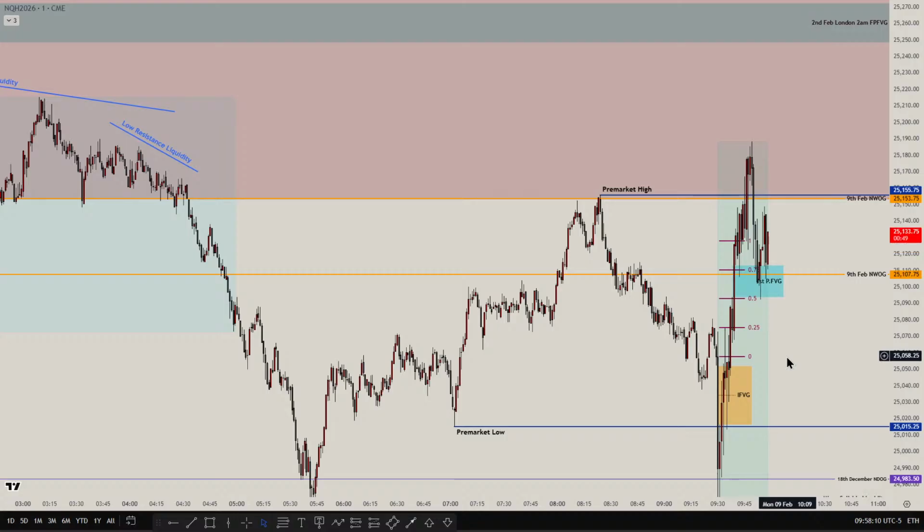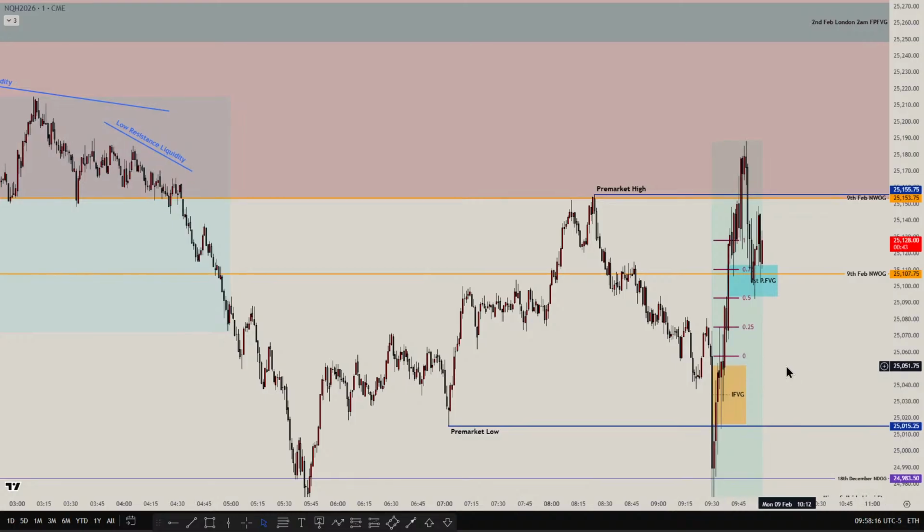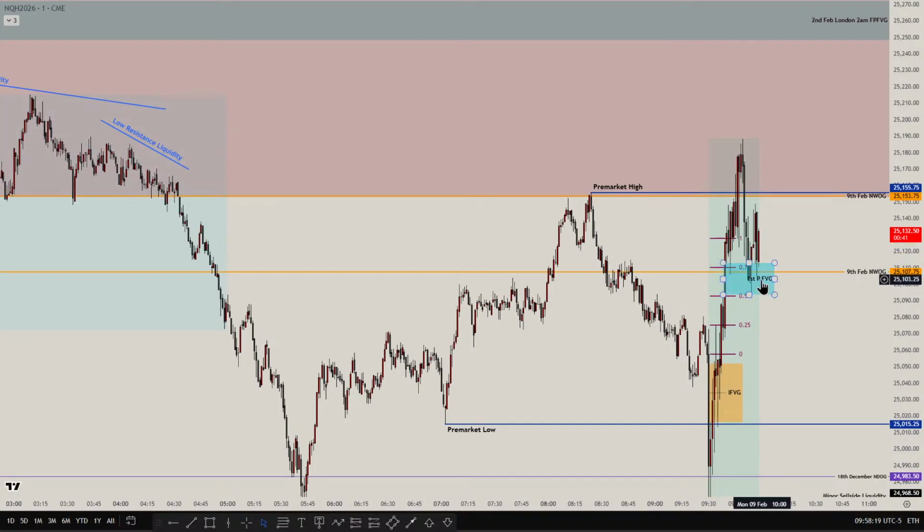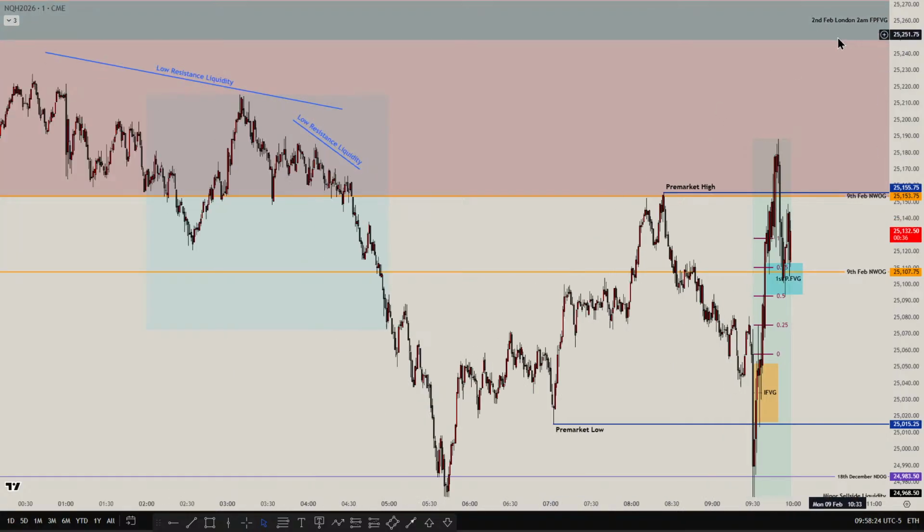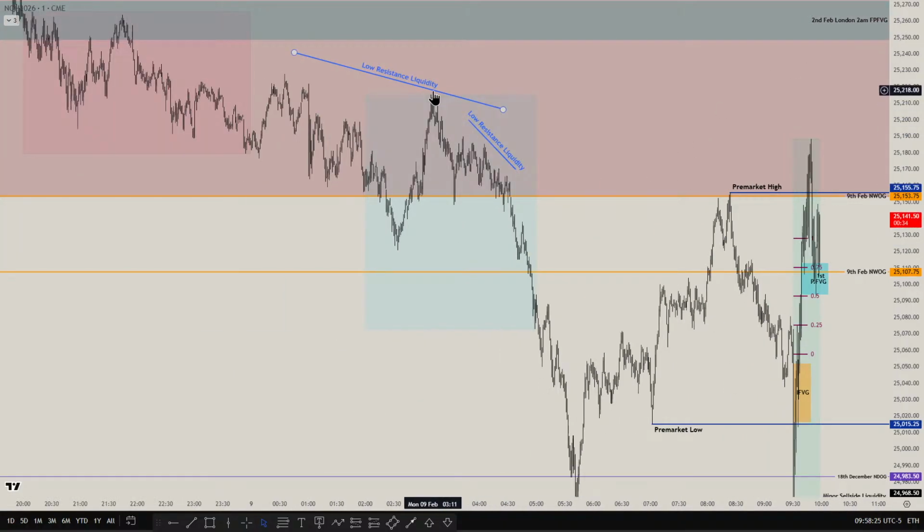I like the idea of 25,250, but in order to get that far, I don't think we retrace that far. I think really this should hold its ground and then run up to 25,250. If it's going to run up to that, I would sell for the London high. I don't require any more than that.